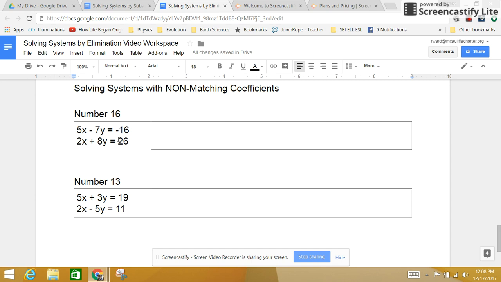Welcome to solving systems with non-matching coefficients using elimination. All right, this time our coefficients aren't as neat and tidy. I'm going to do number 16 and then I'll do number 13.